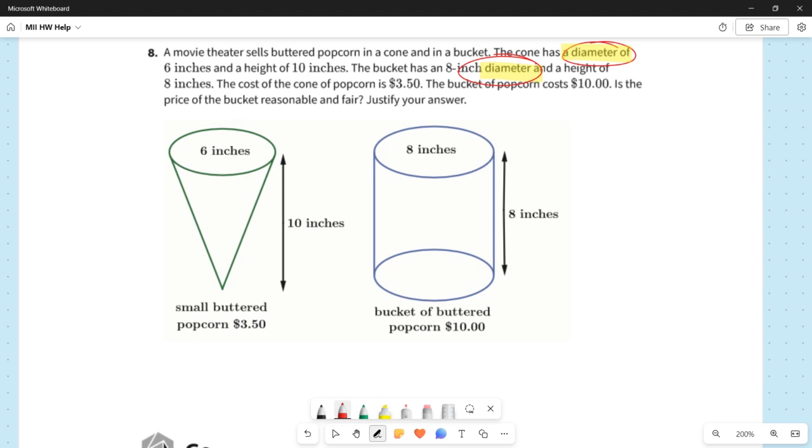So we're talking about popcorn, and if I were to get either of these things, what I would care about is the amount of popcorn inside the figure. I don't care about the surface area on the outside of the cone or the bucket. I certainly don't care about the height or any one-dimensional or two-dimensional measurement. I care about what's inside. That represents volume. Volume is the amount of space inside the figure. So with both of these, we want to solve for the volume.